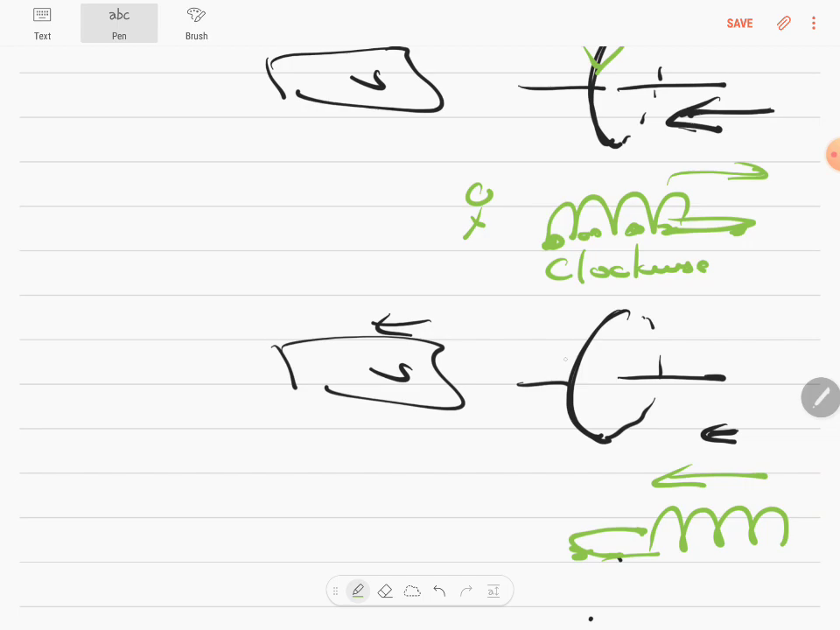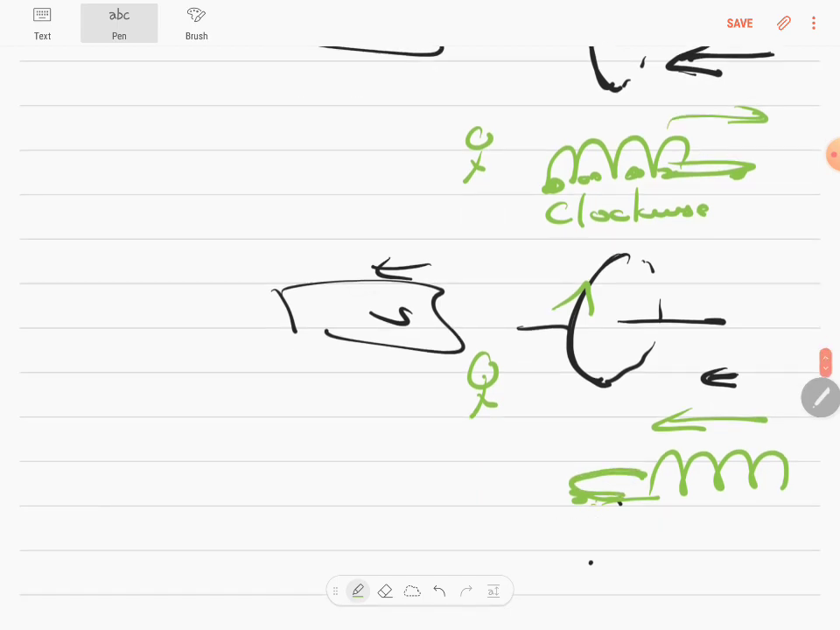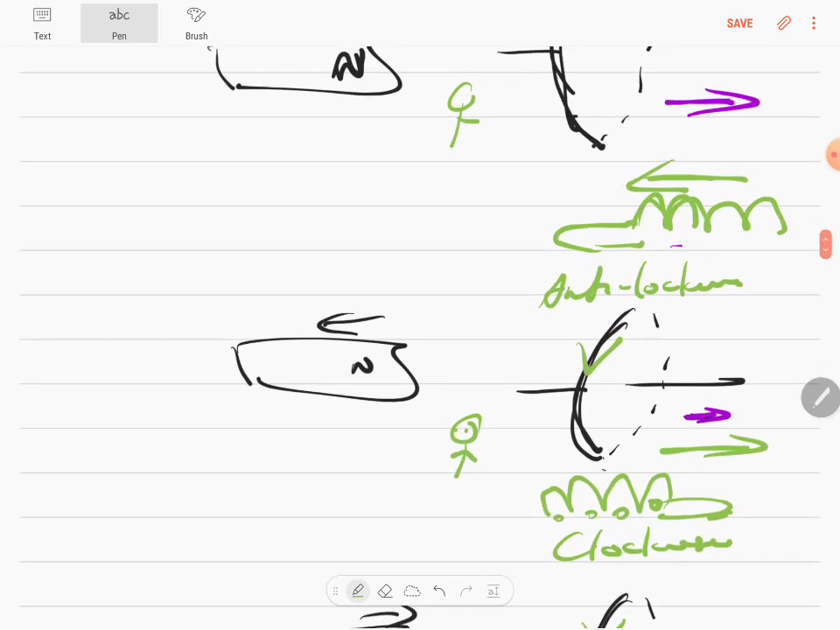So current is flowing from outside to inside, when viewed from here. Keep your hand like that, like how I've shown here, thumb like this. It's anti-clockwise. So I'm sure you understood how the directions of the current are flowing.